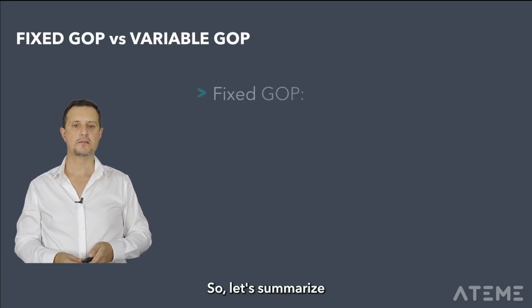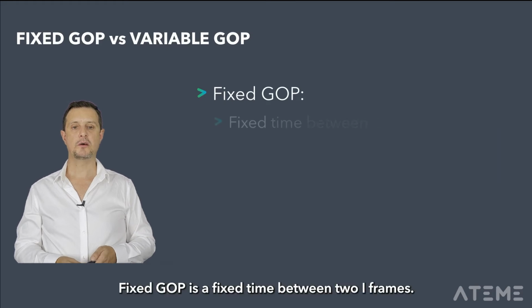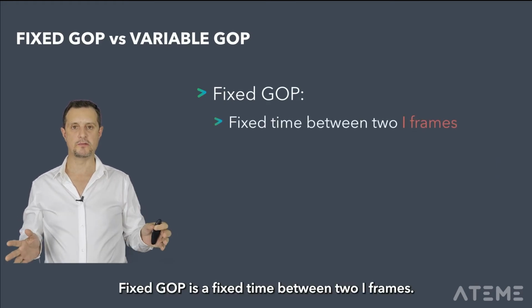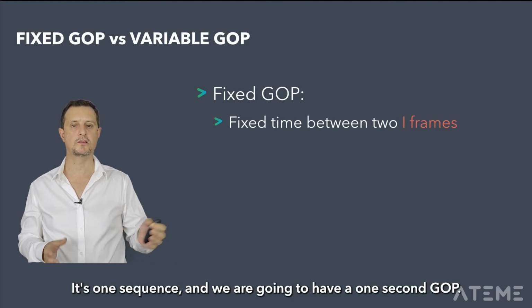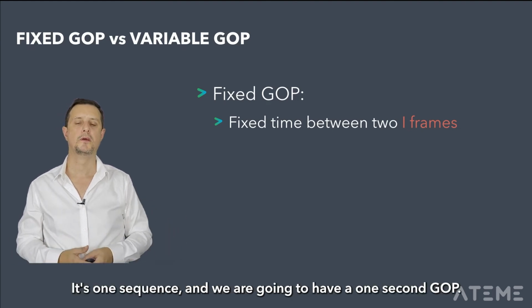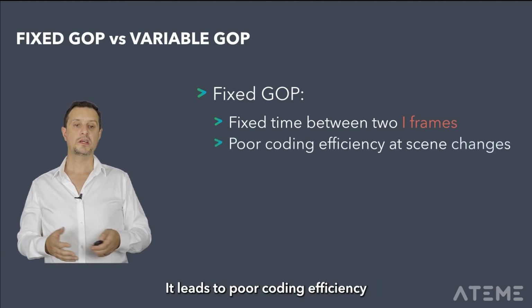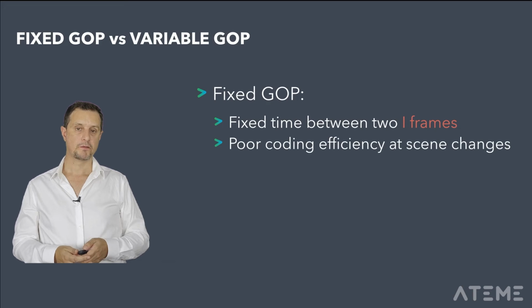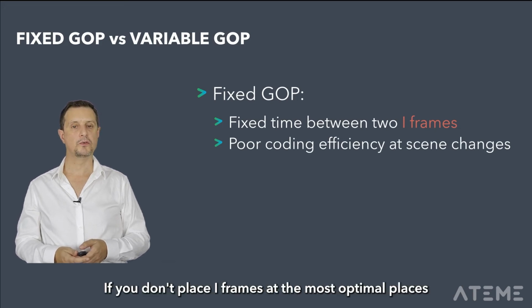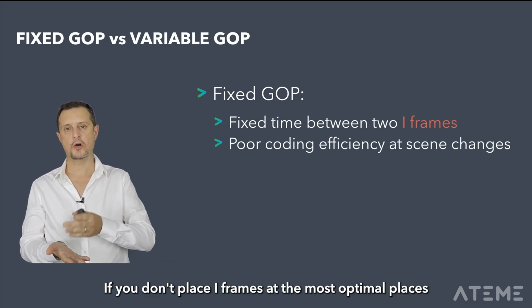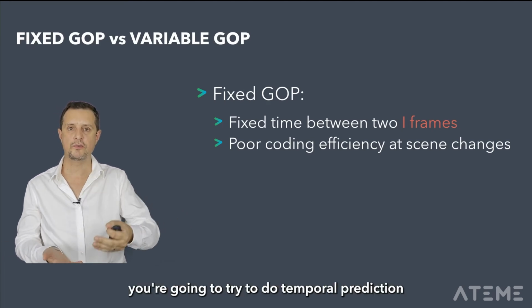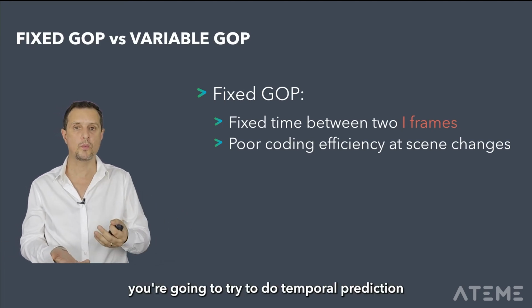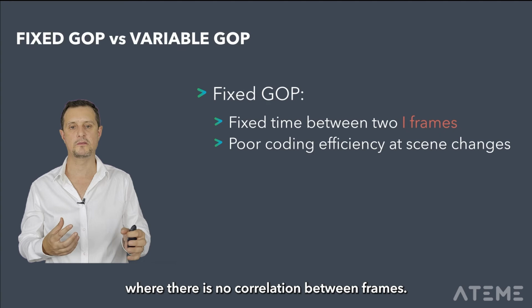So let's summarize. Fixed GOP is a fixed time between two I-frames. So a 10 frame GOP at 10 frames per second is 1 second. So we're going to have a 1 second GOP. It leads to poor coding efficiency at scene changes, for the reason I explained. If you don't place I-frames at the most optimal places, like scene changes, you're going to try to do temporal prediction where there is no correlation between frames.